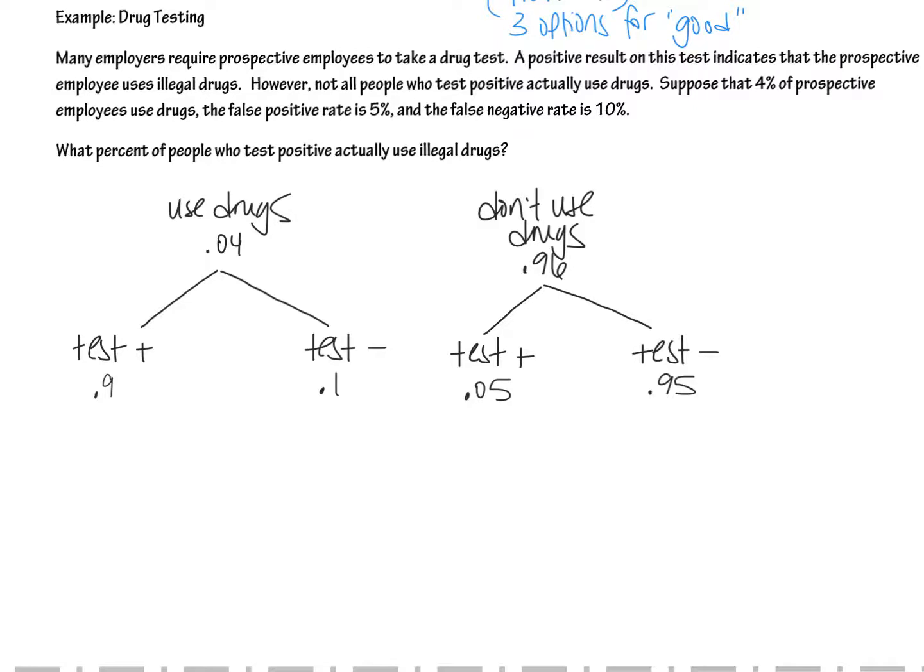But what this question is asking us to do is what percent of people who test positive, this is a conditional statement again, actually use illegal drugs. So look at the tree. Where are the people who test positive? We have this category and we have this category. So it's two options, kind of like the example that we just did.